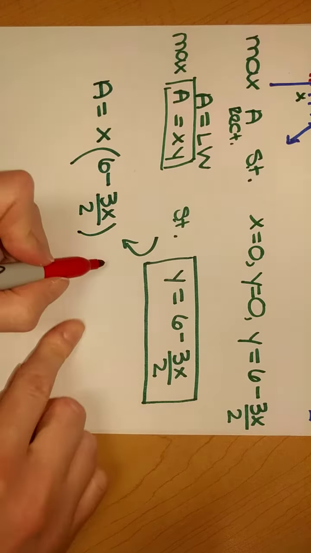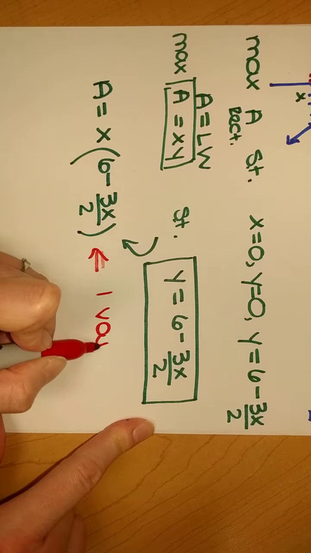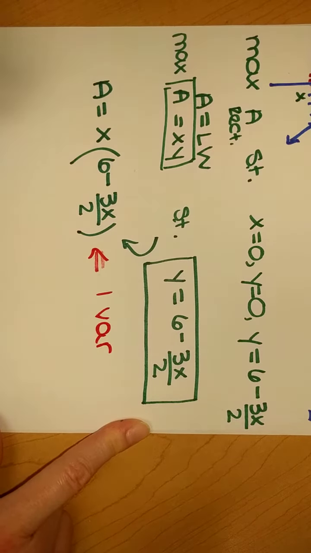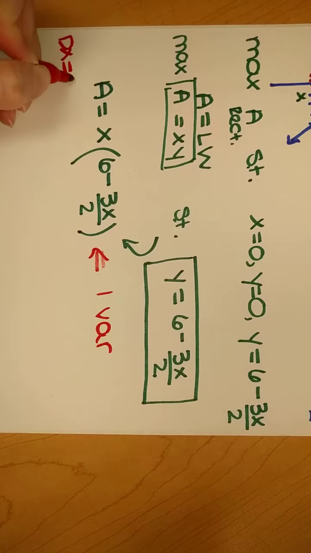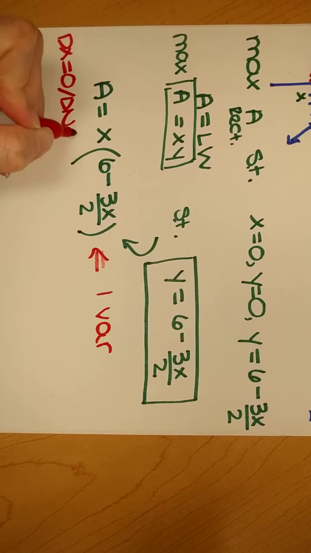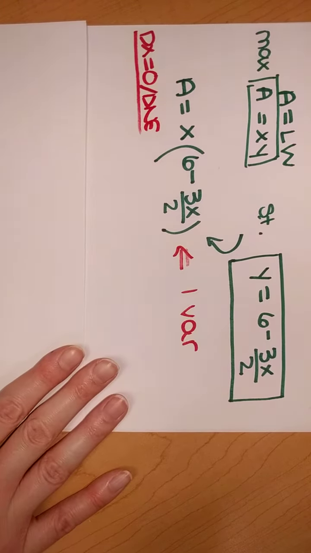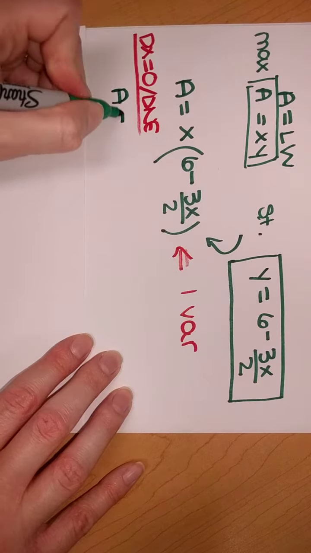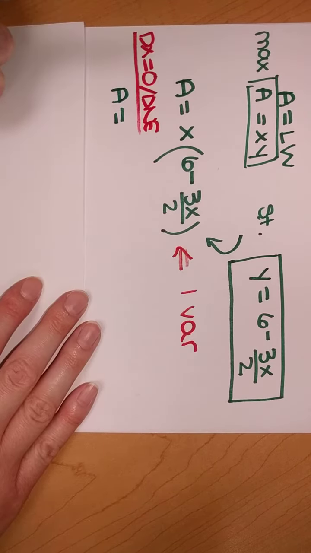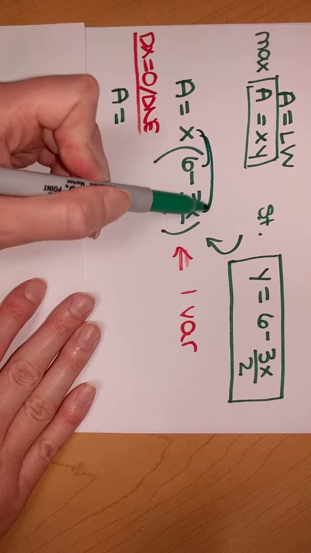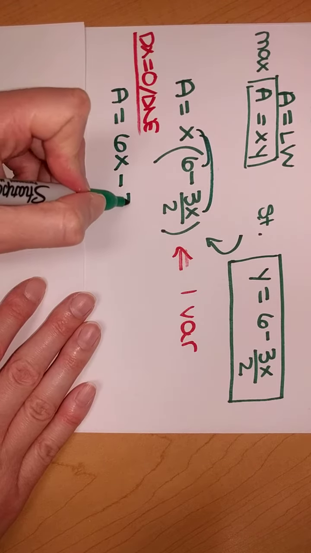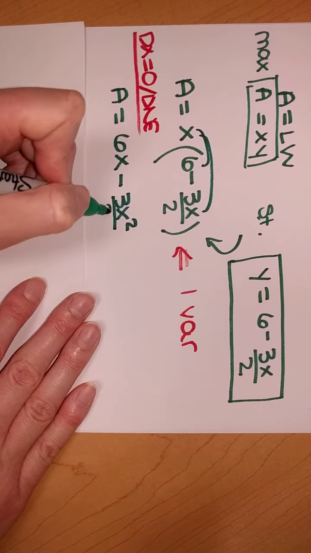Now, you'll notice at this point that your objective function is in one variable, and so that tells you that you are ready to take the derivative, set it equal to 0, or does not exist. And remember, once you have it in one variable, all you're really doing here is the first derivative test, or the second derivative test. So we're going to take our derivative. Before we do, so we don't have to use the product rule, I would distribute the x here, so you get 6x minus 3x squared over 2.